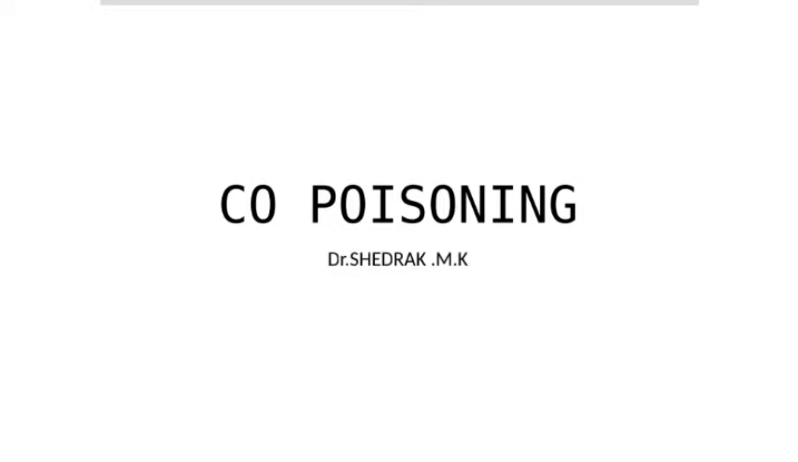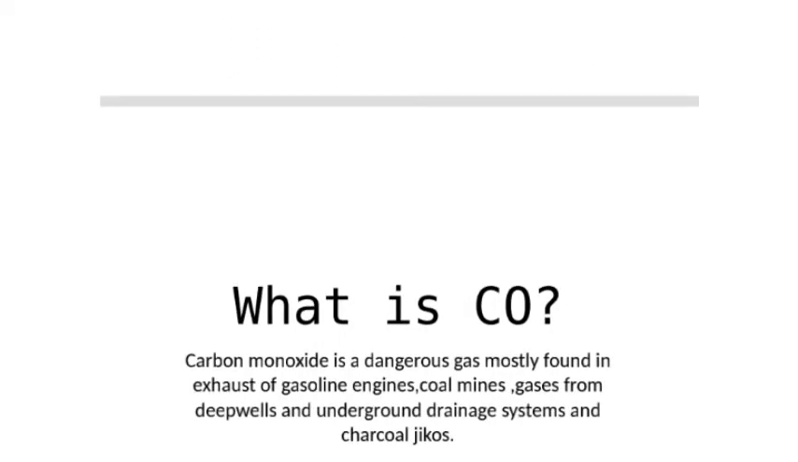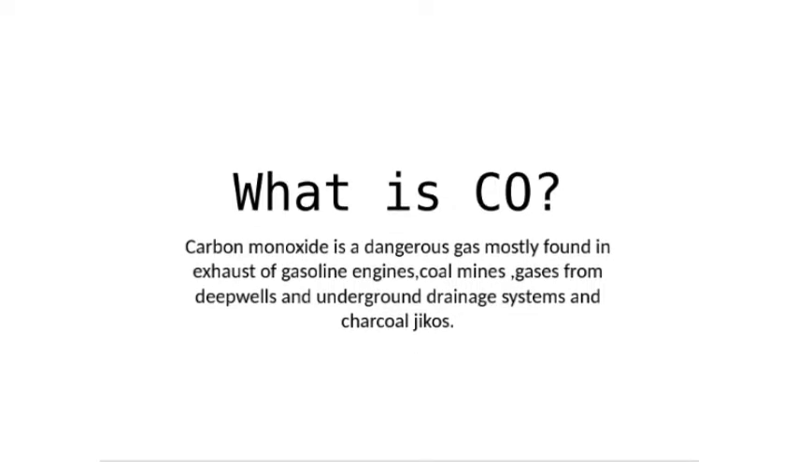Carbon monoxide is just a gas which is produced in different areas. Let's see where carbon monoxide comes from. Carbon monoxide can come from exhaust of gasoline engines, coal mines, gases from deep wells and underground drainage systems, and charcoal stoves. These charcoal stoves are the ones which you use at home.